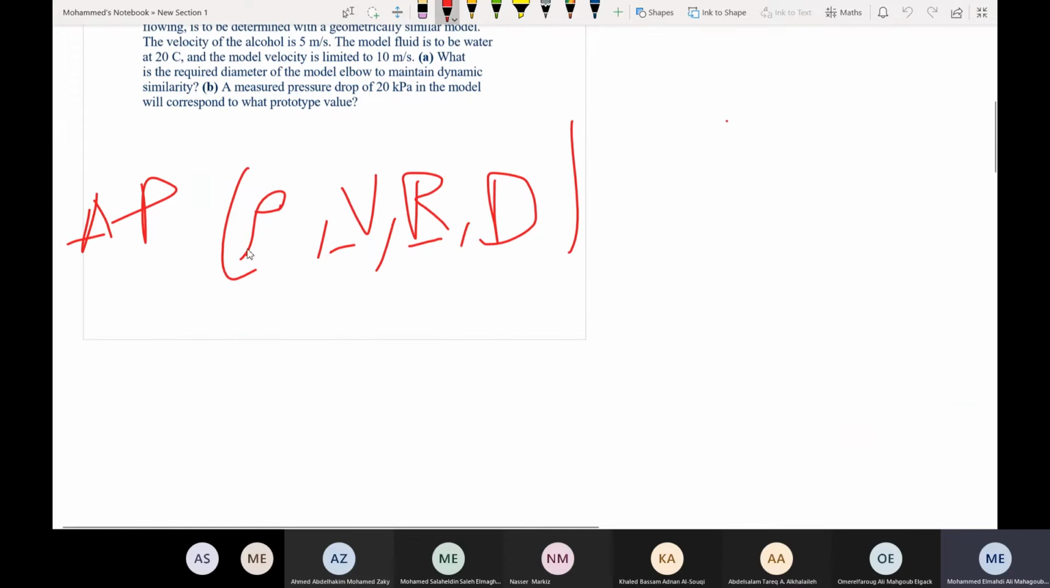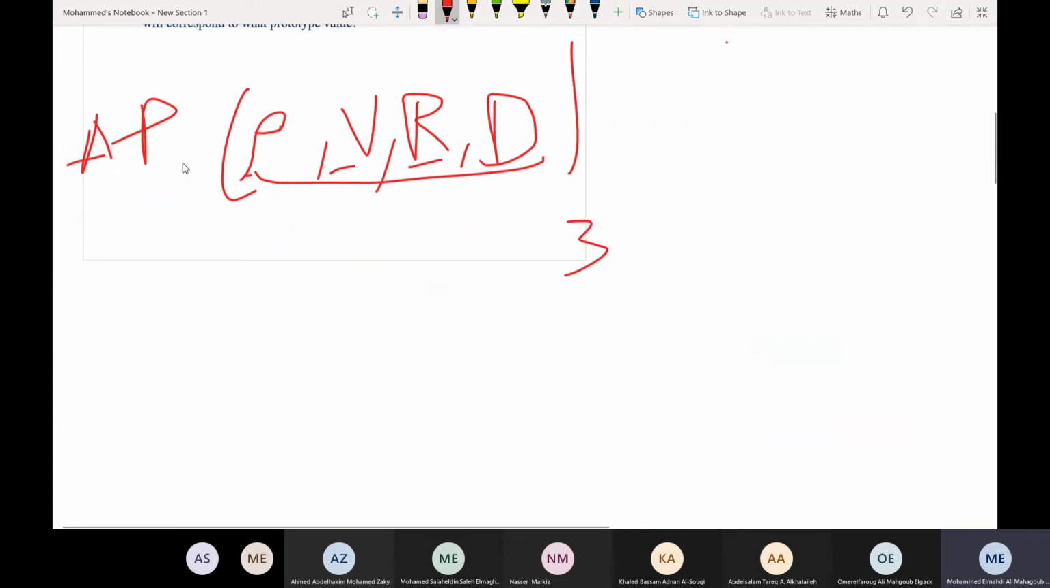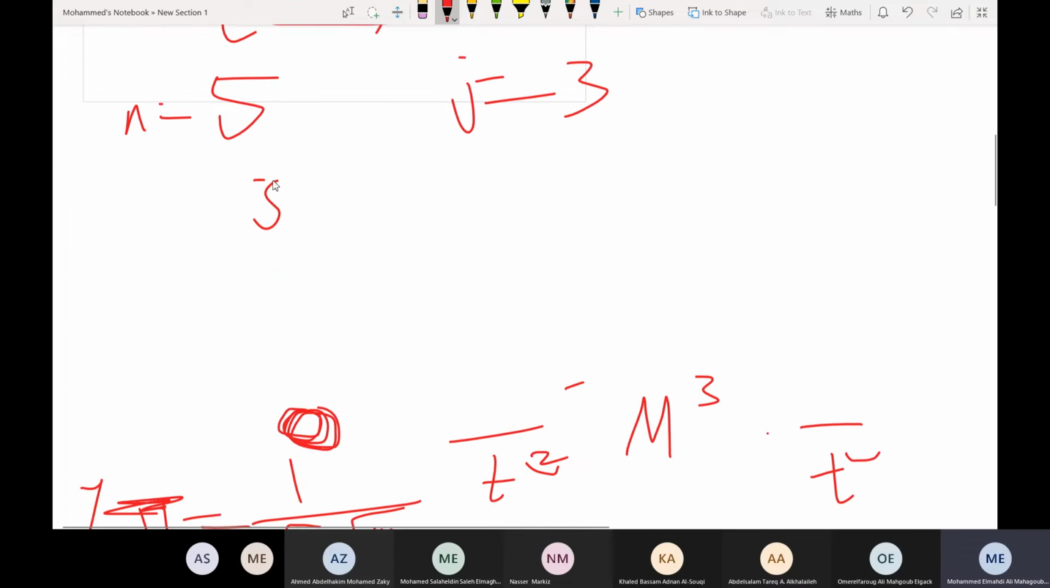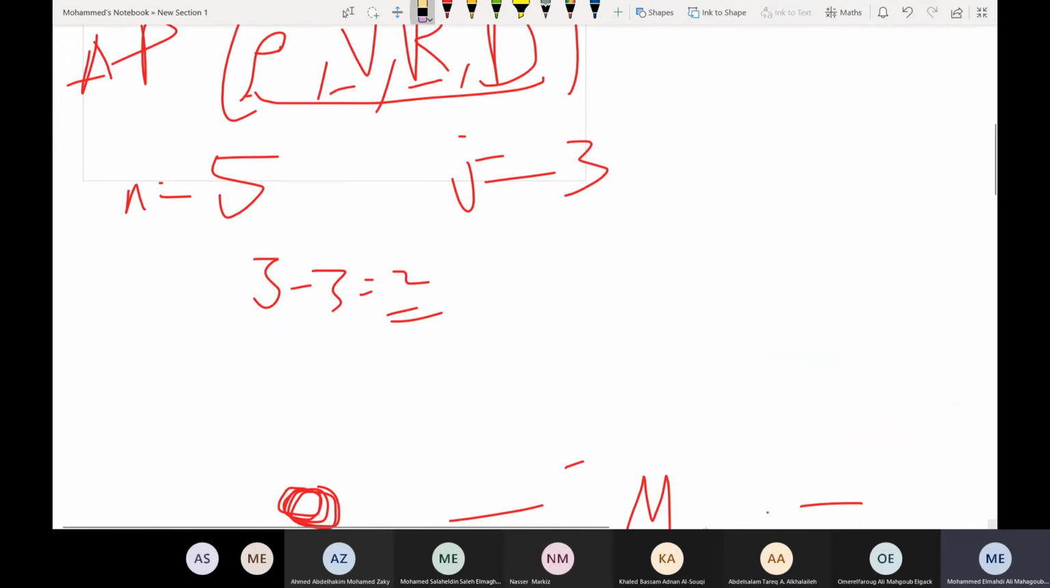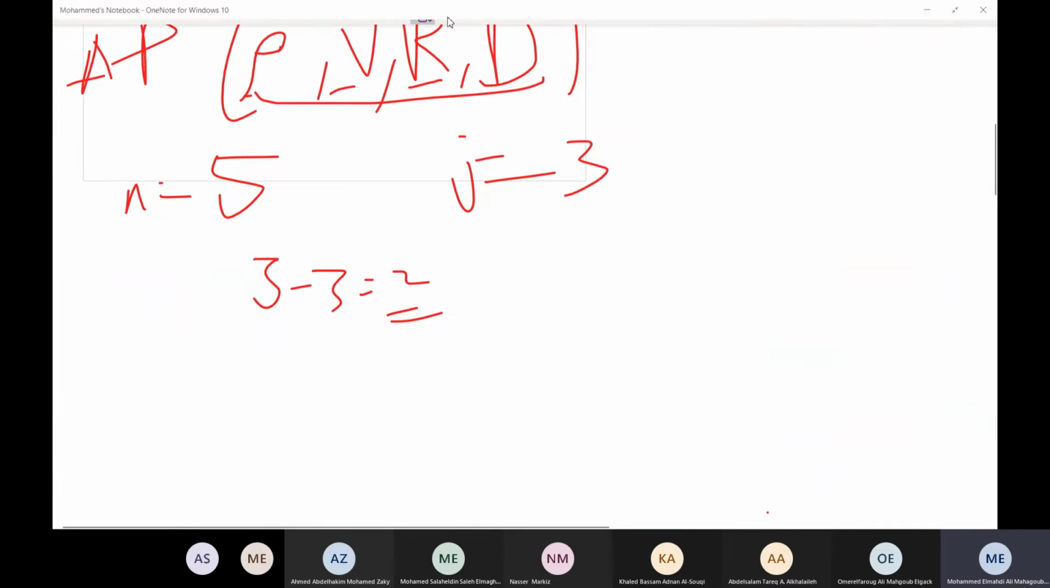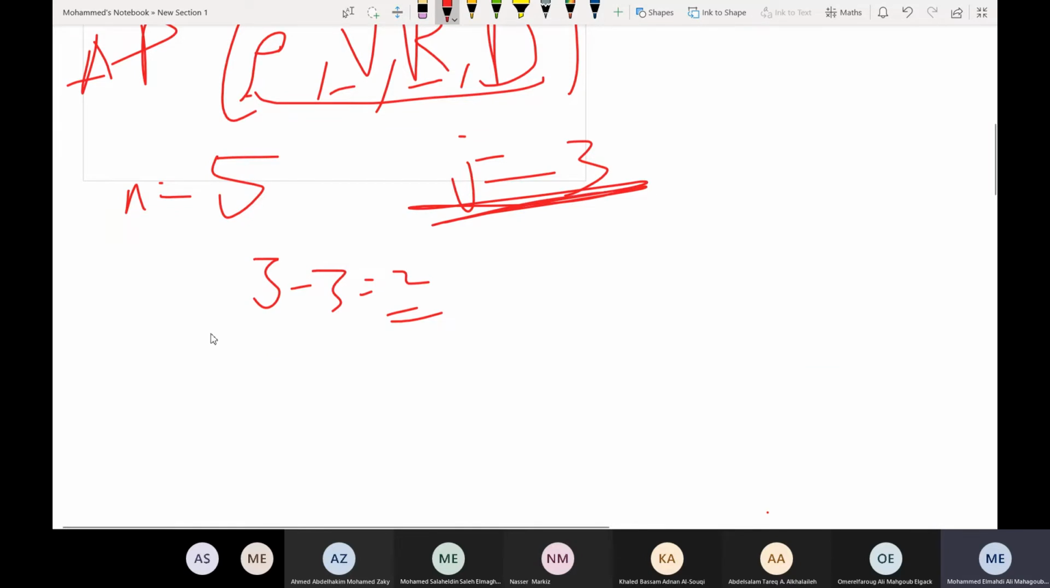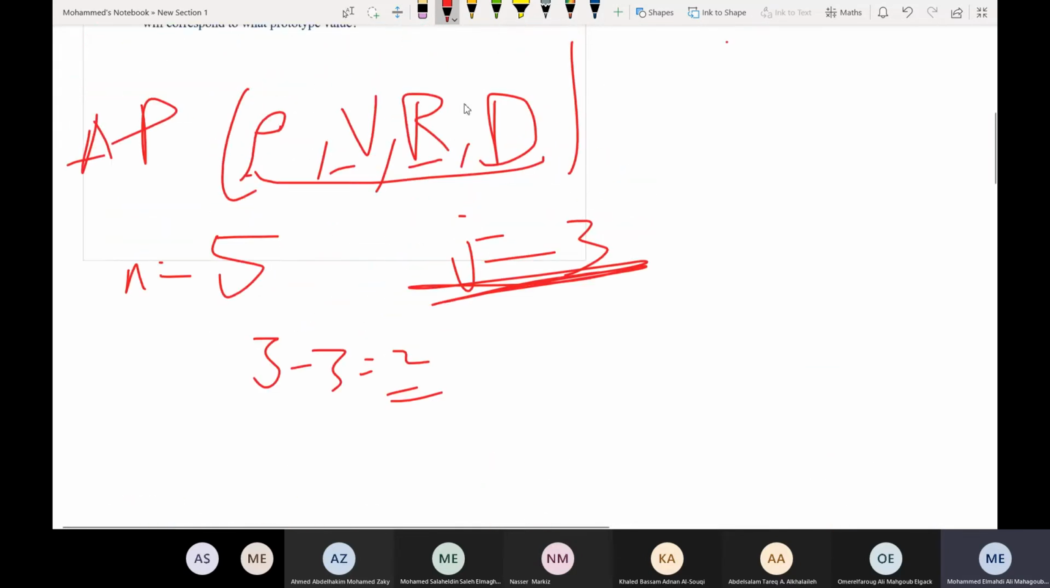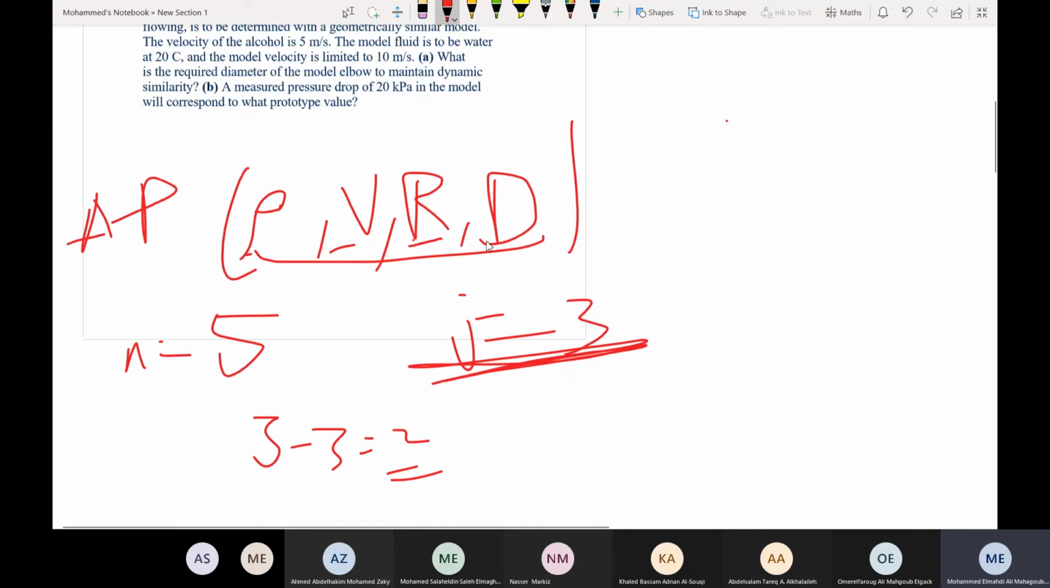We need the relation with the pressure, so we have to choose from these four. First, let's determine the number of dimensions. We have length, of course, because we have rho, and also velocity. We have time also because we have velocity, and we have mass. So we have three dimensions, and we have five parameters: n is equal to five, j is equal to three. The number of pi's is five minus three, equal to two pi's. How many repeating parameters will I have? Three, right? Three repeating parameters. So what can I choose? Choose three things that are independent, and we don't choose R with D.